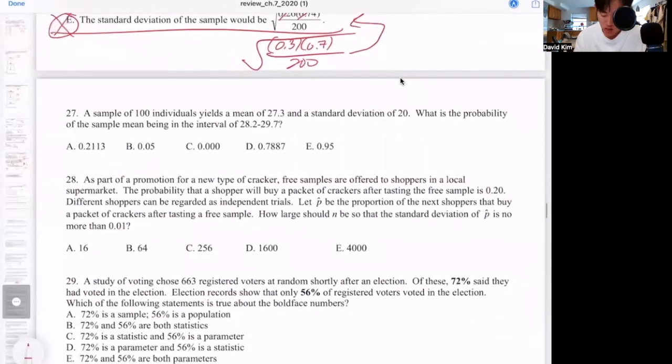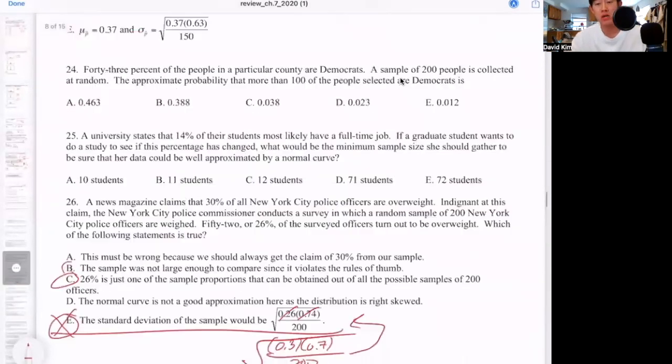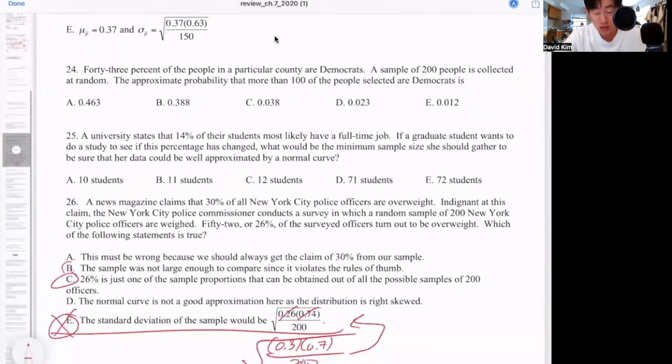All right, so I'm going to stop here for part 1. It seems like I have such a long way to go that I want to cut this video into 2. I will upload the second video shortly. And then in the next part, I will go over questions from 27 all the way down to 48.